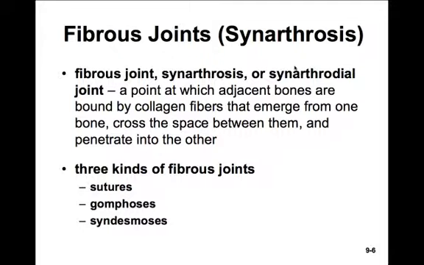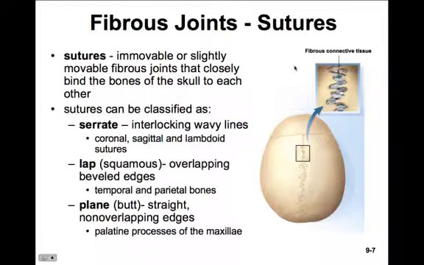not movable. So fibrous joints are joined tightly by collagen fibers that emerge from one bone and cross the space between them to penetrate into another. There are 3 kinds of fibrous joints: sutures, gomphoses, and syndesmoses. We'll begin by looking at sutures.